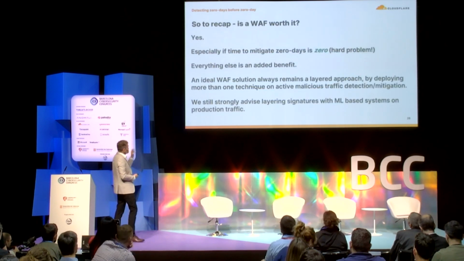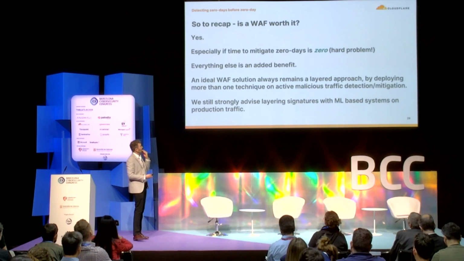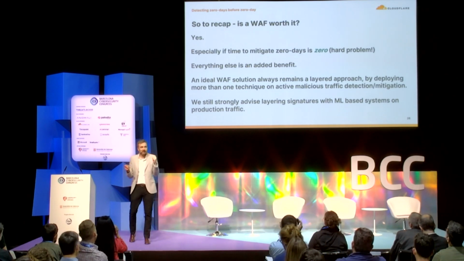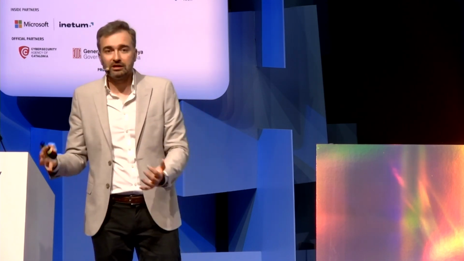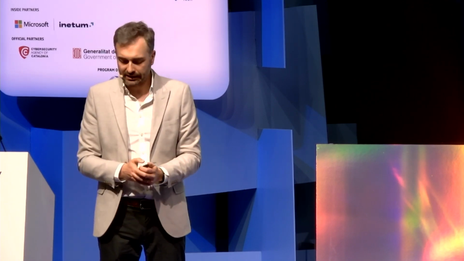Okay, so to recap and to wrap up, to answer the original question, can we have a system that brings time to mitigate to 0? And the answer is yes. It's a very hard problem to solve, but with the right tools in place and the right model, you can do that. What we still recommend anyone using a WAF is to deploy all protection. So although this is a great tool, we still recommend to have a layered approach. So you deploy a machine learning tool, you deploy traditional signatures, you deploy all tools you have at your disposal to make sure you are protected against all type of attacks.